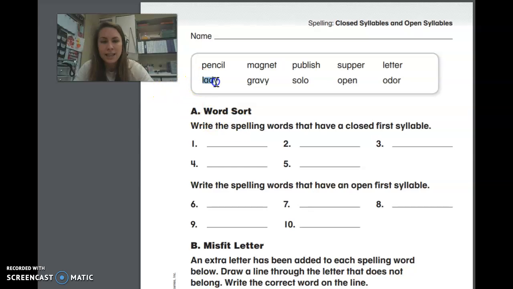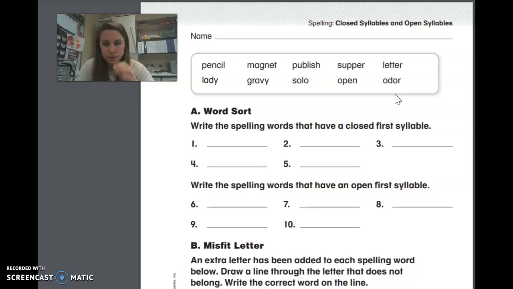So if we look at lady, notice how I hear that long A sound, lady. Same with solo, O, low. I hear a long vowel. And then I have open and odor that both start with that long O and they are open syllables.